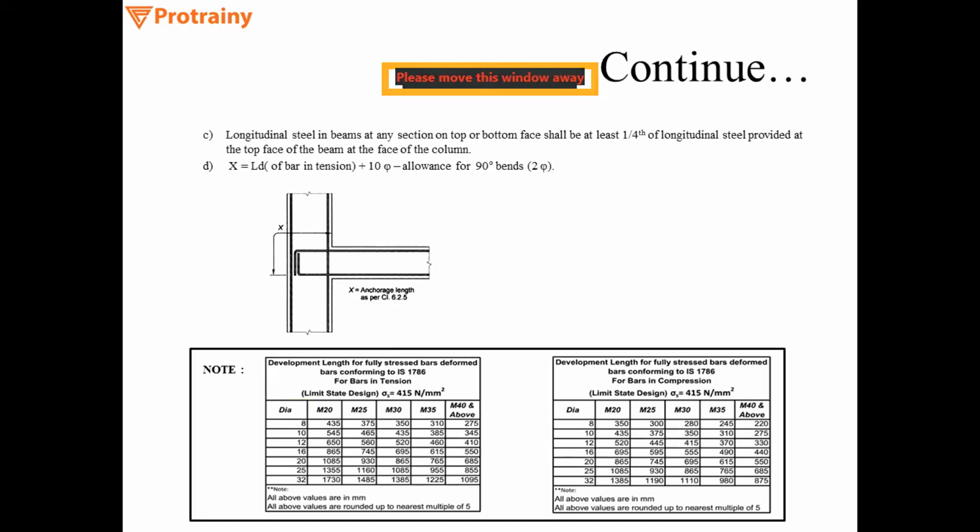Coming to the next slide. The longitudinal steel in the beam at any section on top or bottom face shall be at least 1/4 of the longitudinal steel provided at the top face of the beam at the face of the column.